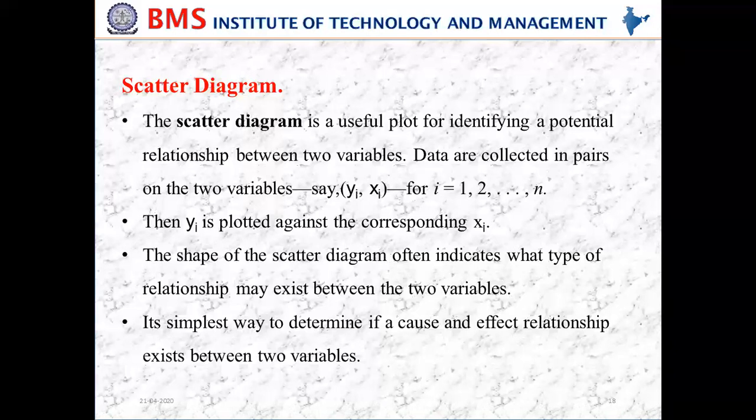The diagram indicates whether a relationship exists or not. A relationship exists in the sense that if I am varying the x, then there is a change in the y. If I am varying the x and there is no change in the y, then no relationship exists between these two variables. It's the simplest way to determine if a cause and effect relationship exists between two variables or not.